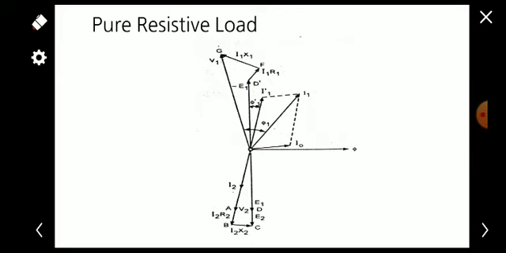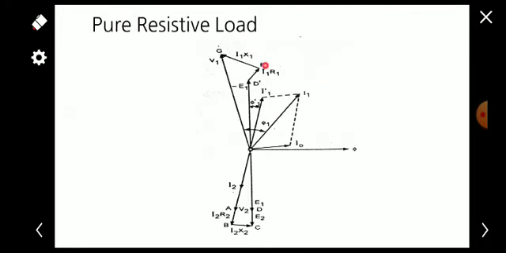So we can draw this I1 into R1, which is the drop across the resistance R1. The voltage drop across the resistance R1 will be in phase with the corresponding current I1, and I1 is down here. So from this minus E1 we can draw I1 into R1 parallel to the current vector I1.